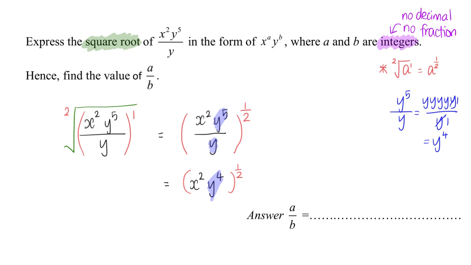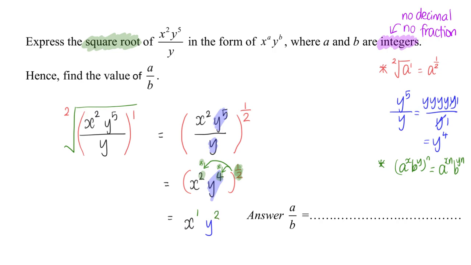Okay? And finally, do make sure that we multiply in this half, because this is using the following rule, where if there's a power outside of the indices, I will have to multiply the power in. So eventually, 2 times half will lead us to x to the power of 1. Y power 4, so my y will then be 4 times half, 2.